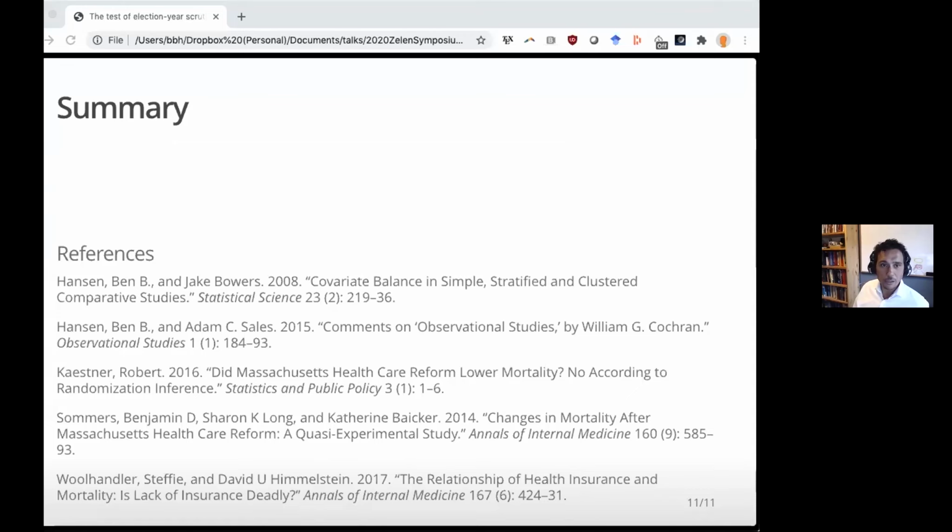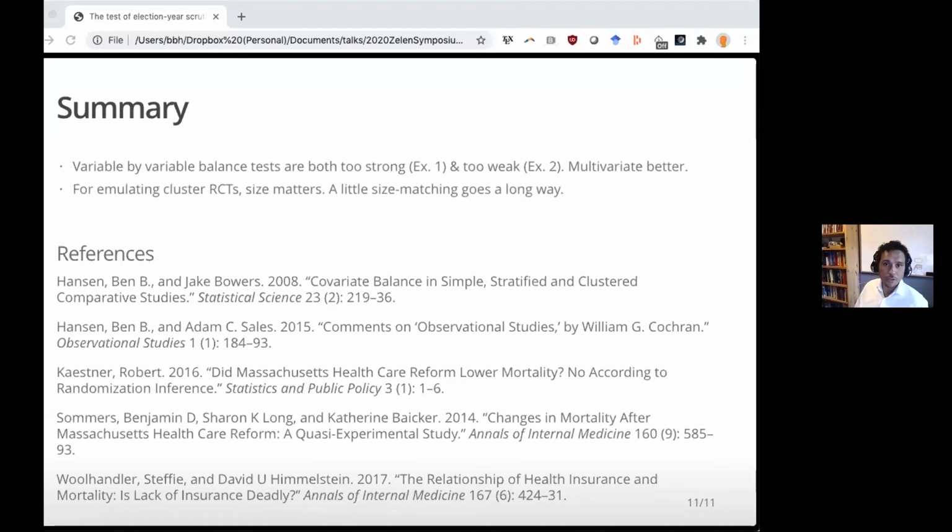To summarize, so here are the references that I've referred to in the talk, and my summary points then would be my takeaway. Others will have a different takeaway, but from the two examples, I would urge the takeaway that the variable by variable strategy of doing balance tests was both too strong, it rejected too much in the first example, but also too weak. In the second example, it failed to raise a flag where raising the flag might have given an improved result. So a multivariate test is better.